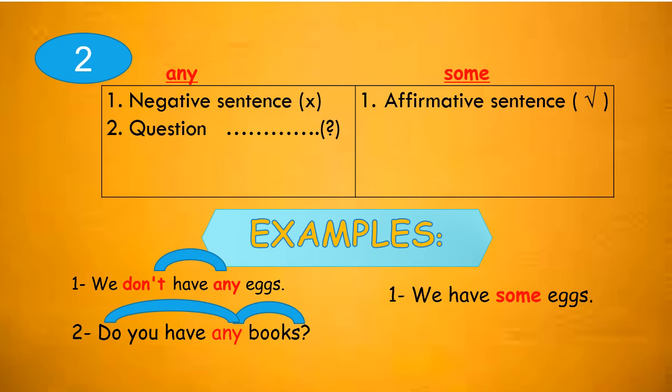We have some eggs. As you can see here, this is an affirmative sentence. So we use some. We have some eggs.